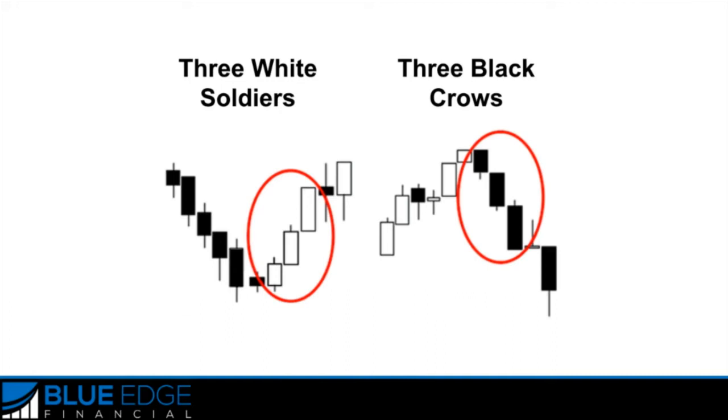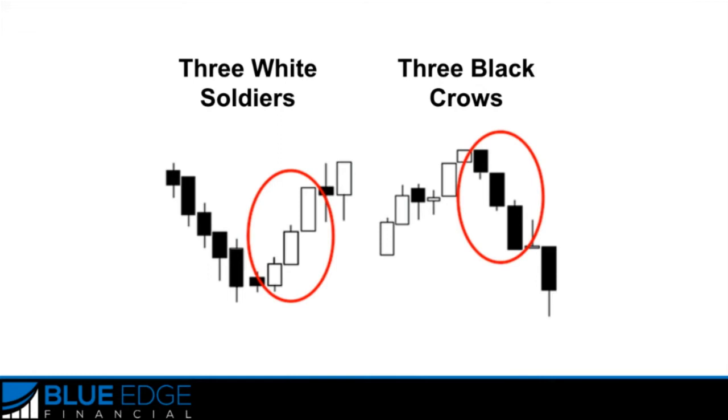For the pattern to be considered valid, the second candlestick should be bigger than the previous candle's body. And you can see here on the image under 3 white soldiers that the second candlestick has a bigger body than the first candlestick in that red oval. Also, the second candlestick should close near its high, so you shouldn't see a big wick at the top of it either. Then for the 3 white soldiers pattern to be completed, the last candlestick should be at least the same size as the second candlestick and have a small or no shadow as well.